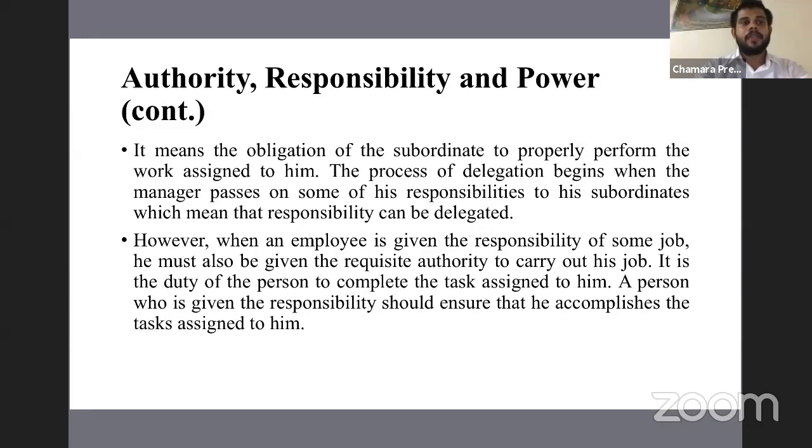Continuing the same thing, it means the obligation of the subordinates to properly perform the work assigned to them. Now this should be the responsibility actually.